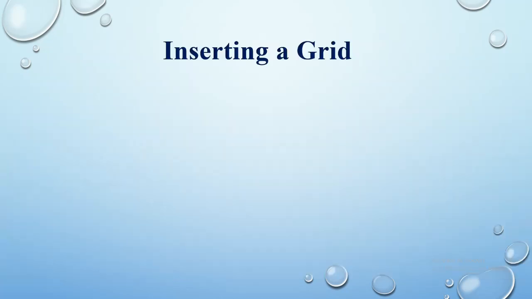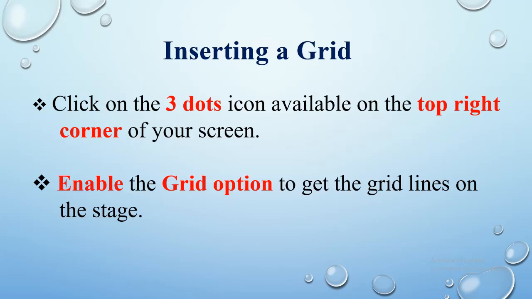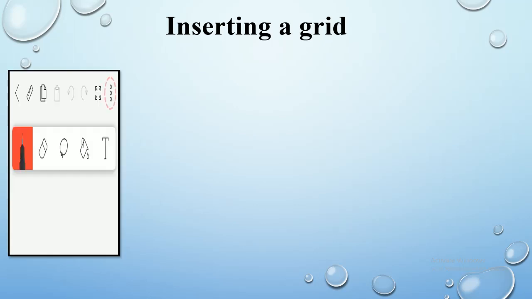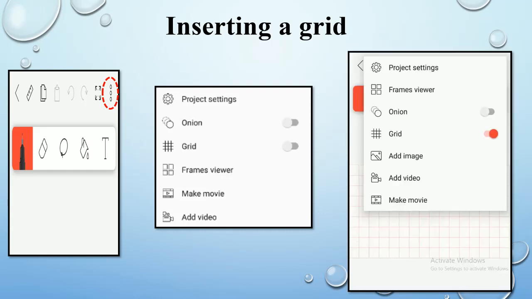Next one, inserting a grid. The same steps you have to follow. Click the three dots icon available on the top right corner of your screen. Enable the grid option to get the grid lines on the stage. Let us see with the help of a screenshot. I just touch the three dot button. I indicated with the help of a circle. Then the grid option is available in the third position. So you just enable it. What will happen? I just show it in the screenshot. Observe that a graph appears on your canvas.